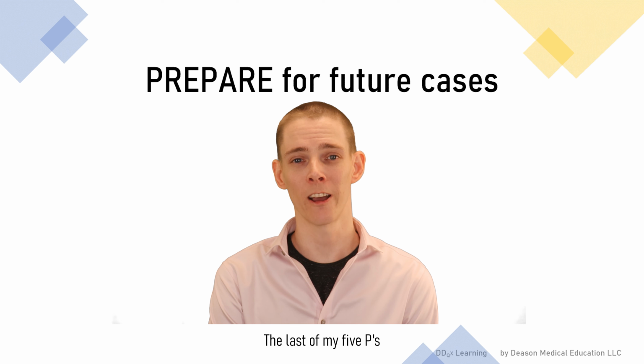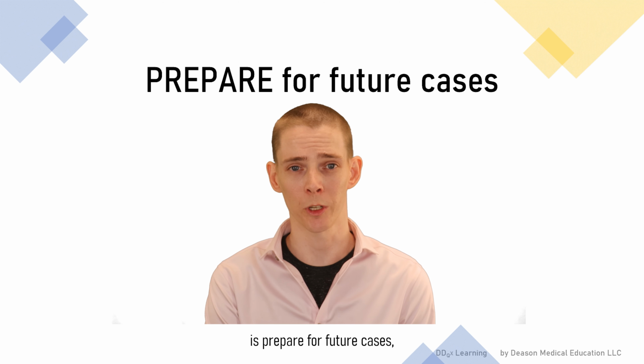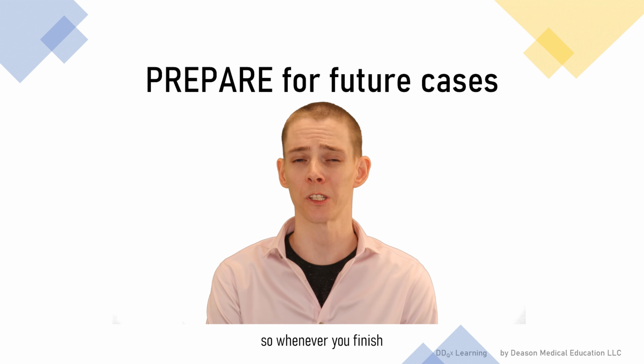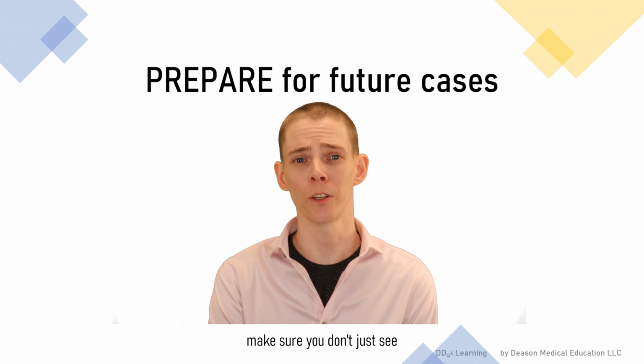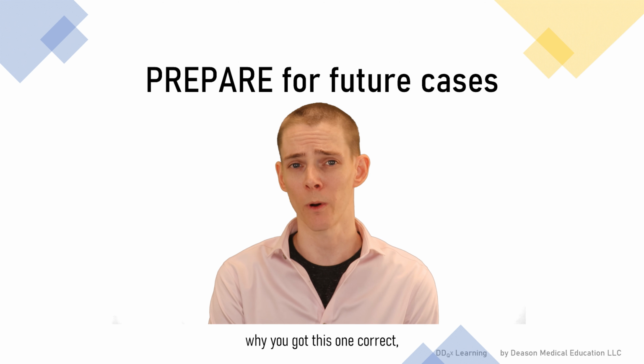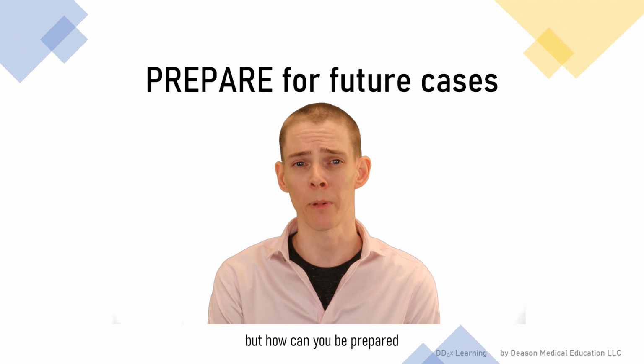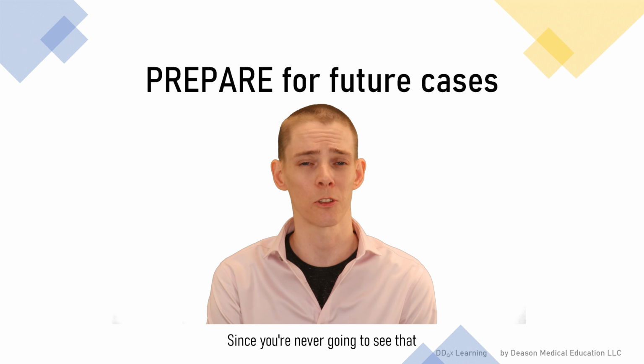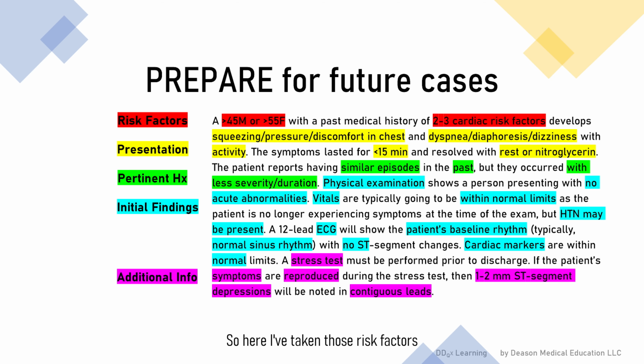The last of my 5 Ps is prepare for future cases. So whenever you finish looking at a question, make sure you don't just see why you got this one correct, but how can you be prepared for the next case you'll see, since you're never going to see that same one again. So here I've taken those risk factors and made them a little more generic. Same with the presentation, pertinent history, initial findings, and additional info.